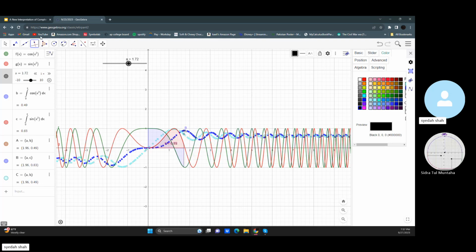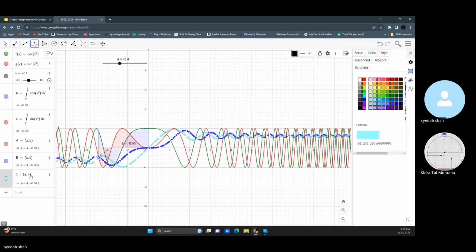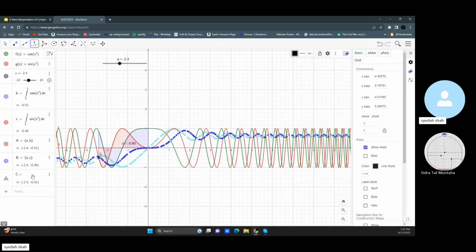Oh, wait, I did it wrong. Okay, wait. Okay, I did it. Finally, I did it. Oh my gosh, it goes so small. It's incredibly getting smaller and smaller. That is so crazy.